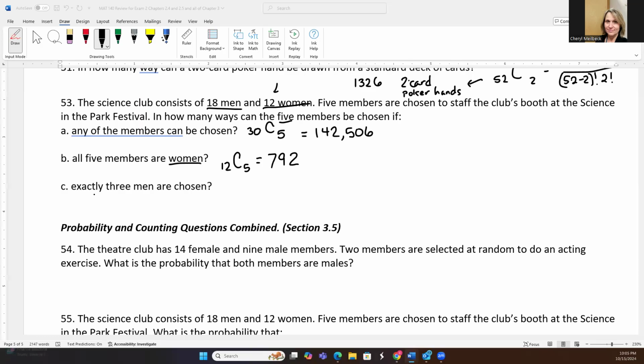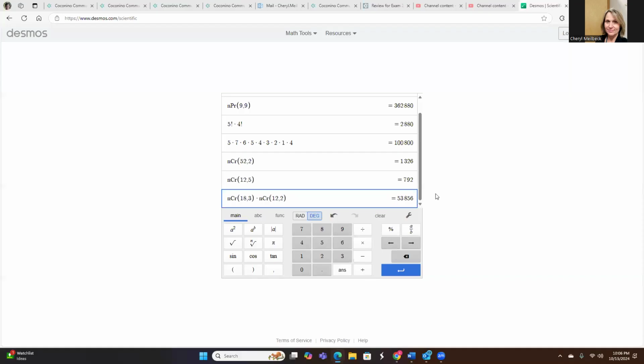Part C asks, how many ways can 5 members be chosen if exactly 3 are men? So first we have to take the men, which would be 18 choose 3, but that means 2 of the women will be chosen also. So that will be multiplied by 12 choose 2. Let's see what that gives us. It looks like 18 choose 3 times 12 choose 2 is going to give us 53,856.